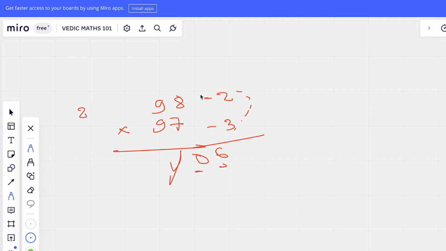How do you get the left hand side of the product? You pick one of these pairs, either this or this, and do the subtraction. What is 97 minus 2? It's 95, right? So there you go. This is your answer: 9506.